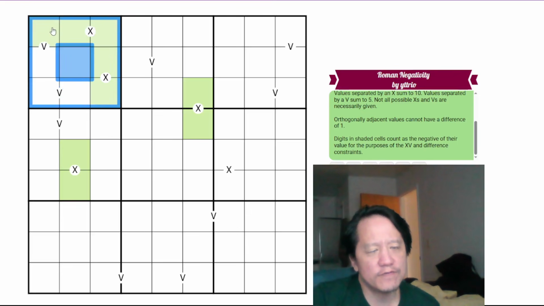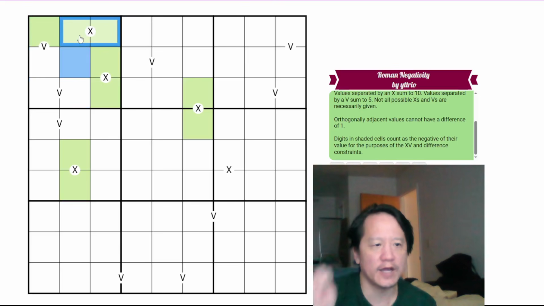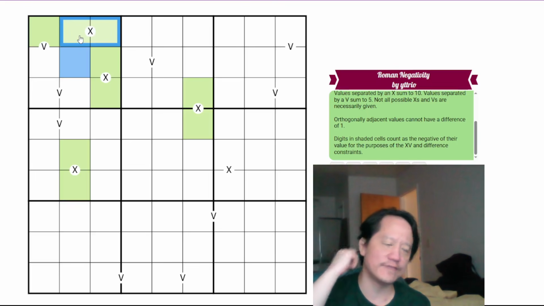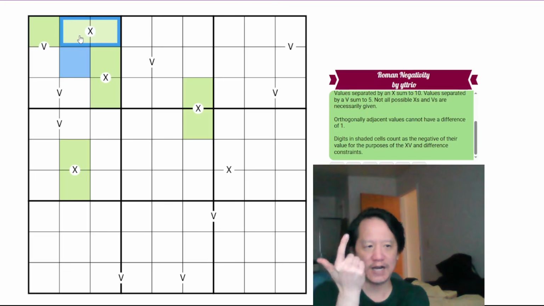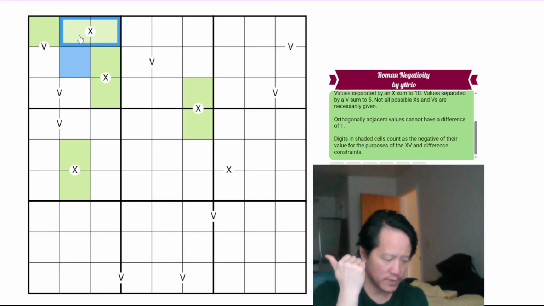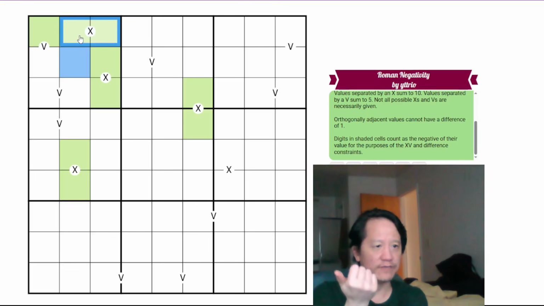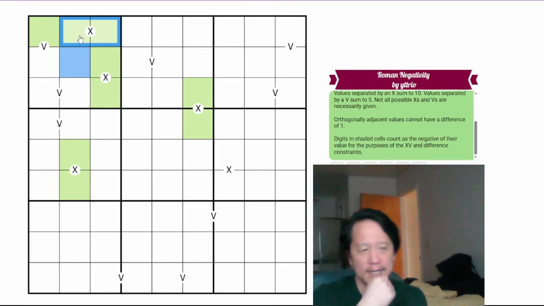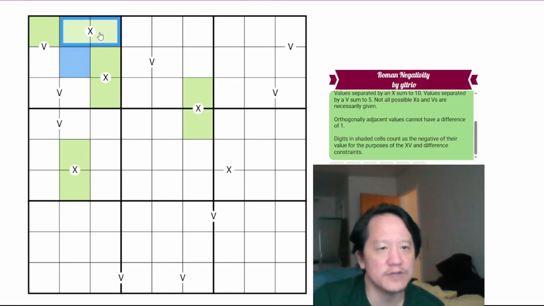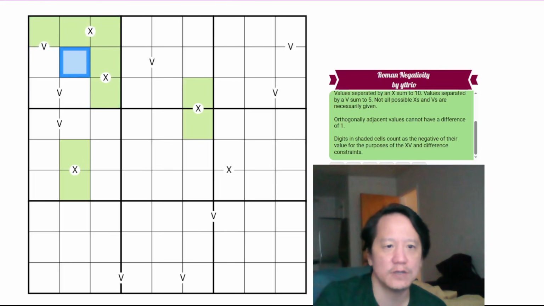Either way, 5 can never be next to an X and can never be next to a V to add up to 5, because 5 plus 5 adds up to 10. 5 plus 0 adds up to 5. And if you have a negative 5 there, negative 5 plus 15 adds up to 10. Negative 5 plus 10 adds up to 0. So none of these can be 5, which means 5 has to be here.